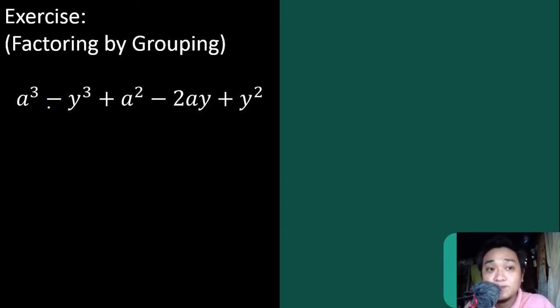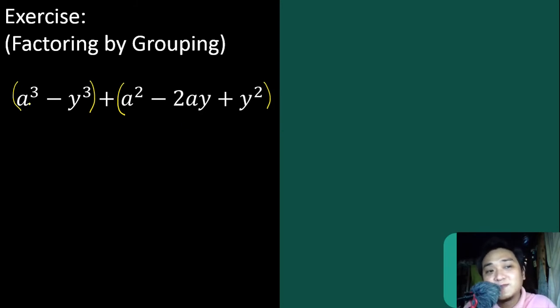Kung mapapansin nyo po, si a walang y, si y walang a, si a squared walang y, si y squared walang a. It gives us a hint na wala tayong may lalabas na GCMF agad-agad, kung i-group natin to ng sabay-sabay or i-group lang natin siya as one term. So it also gives us a hint na baka mag-grouping tayo dito. So we will group this, we'll try to group that, and we'll try to group this, and then let's see kung meron tayong magiging GCMF na quantity later on.